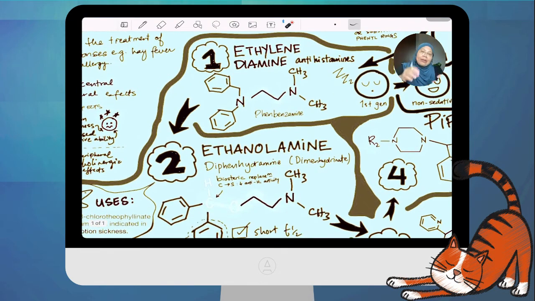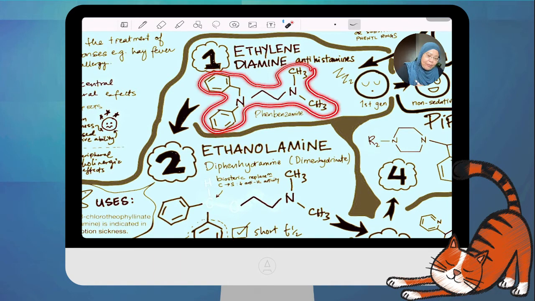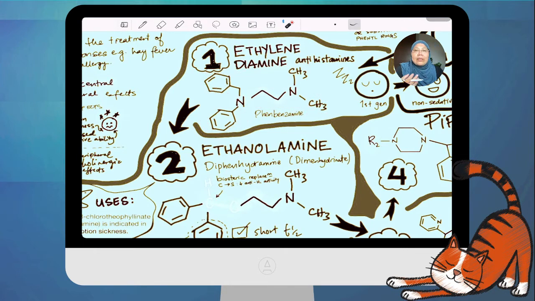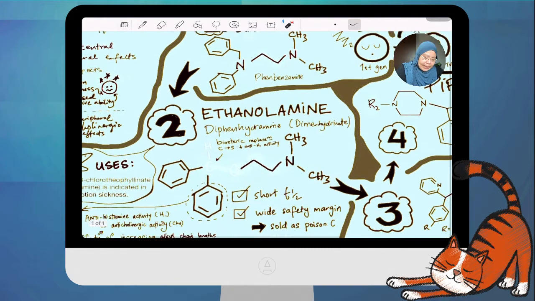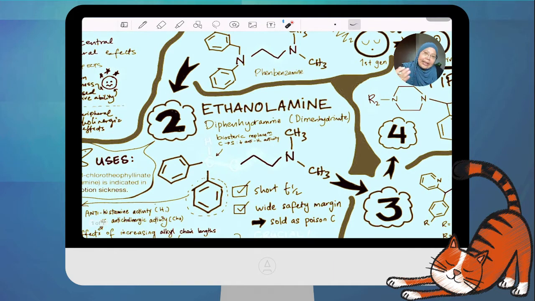So then they took on this particular pattern. Again, I'm talking about pattern or framework. I would rather that you use framework or core or the lead structure. That would be better words. Pattern is just to give you an idea of the big idea of what it is in medicinal chemistry. And then we move on to the second family in this first generation. This is ethanolamine, or diphenhydramine.